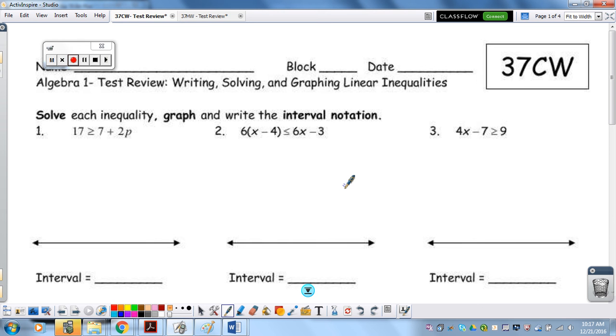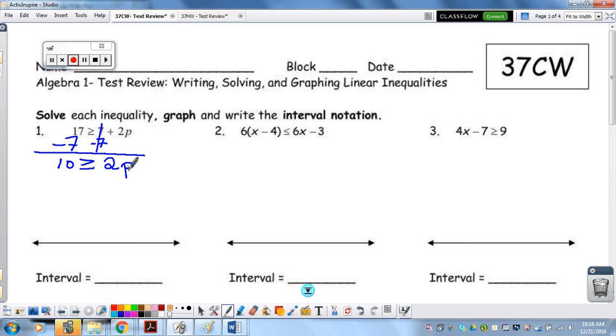If you have to, you can cover up the part with the variable. Hopefully you're covering up the 2p as well on your paper. Now I have 7, and it's a positive. How do you move 7 over? If it's a positive, we know that it is a negative to move things over because it's the opposite. So that is gone, and now you have 17 minus 7, and that is 10, is greater than or equal to 2p.